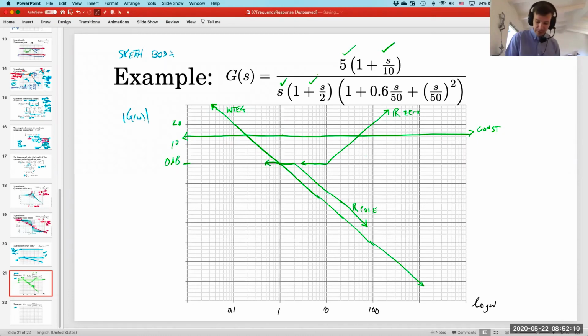Okay, the last thing is the complex conjugate pole. Before I do that, because it's going to get a little hectic, are there questions on the 4 ingredients that we've drawn so far?